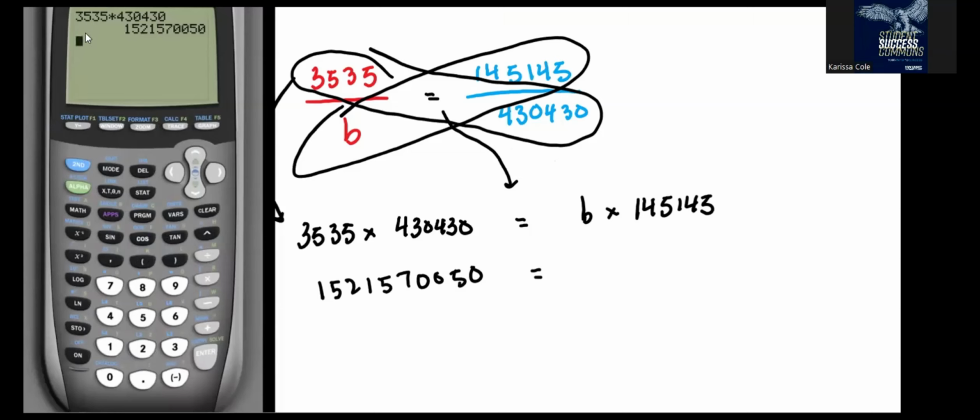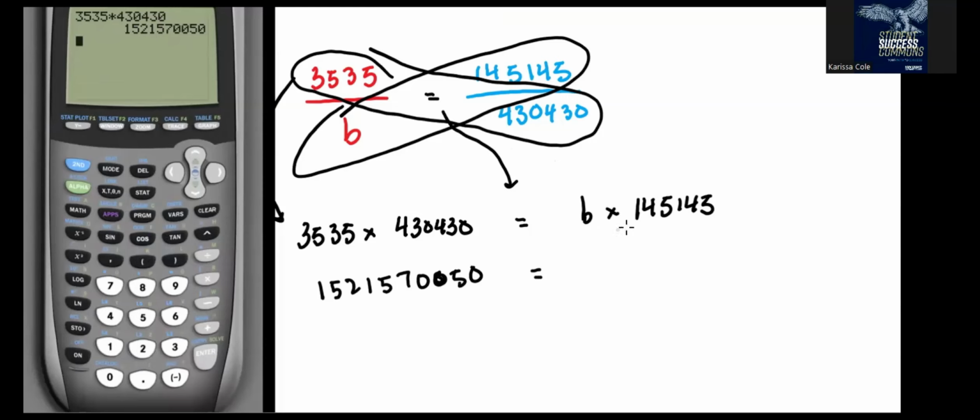So 5, 4, 3, 0. Okay. 1, 5, 2, 1, 5, 7, 0, 0, 5, 0. Okay, there it is. All right, so I multiplied those.